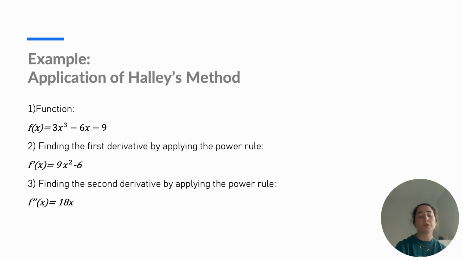Okay, let's apply what we've learned about Halley's method to a specific function. Our function is f of x equals 3x cubed minus 6x minus 9. First thing that we need is f prime of x. So we're finding f prime of x, which equals 9x squared minus 6. And then for Halley's method, we need the second derivative, which is f double prime of x. That equals 18x. Okay, let's move on to how we're going to apply these methods using online tools.